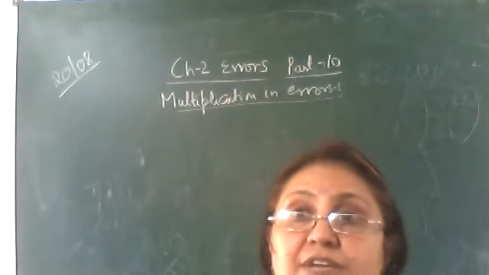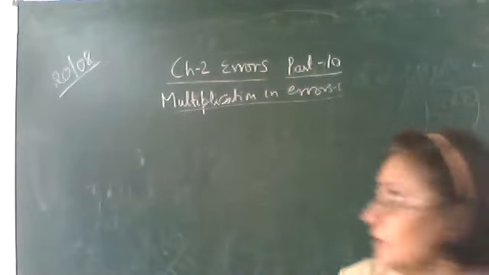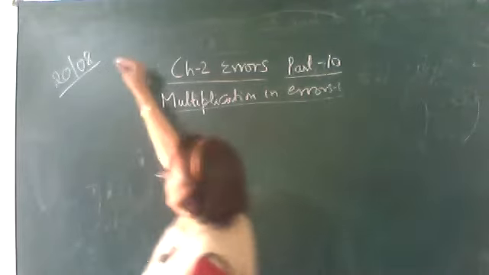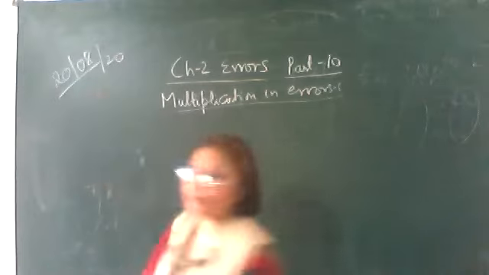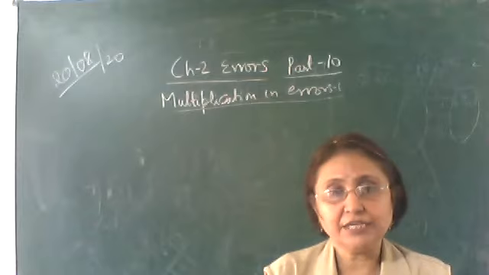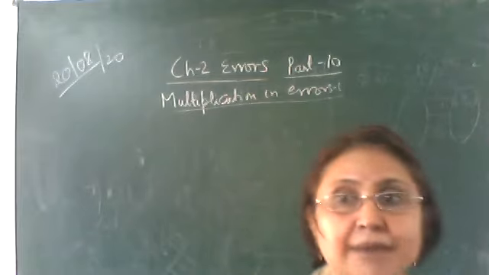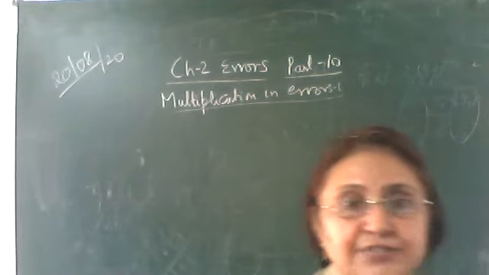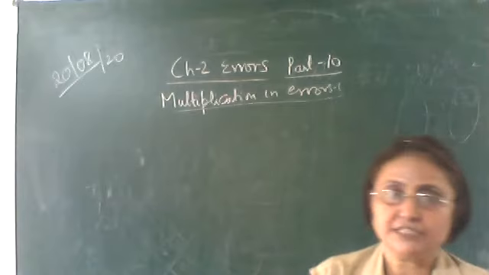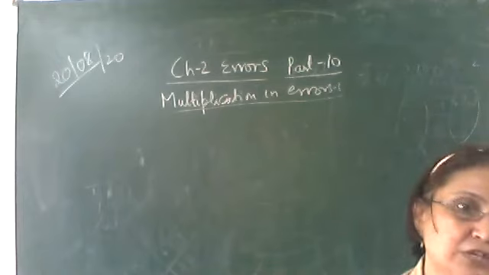Okay, so yesterday we have studied about addition and subtraction in errors. In addition and subtraction, we see that the maximum absolute error in the sum or in the difference is calculated. In both the cases, this maximum absolute error is the sum of the absolute errors in individual measurements.